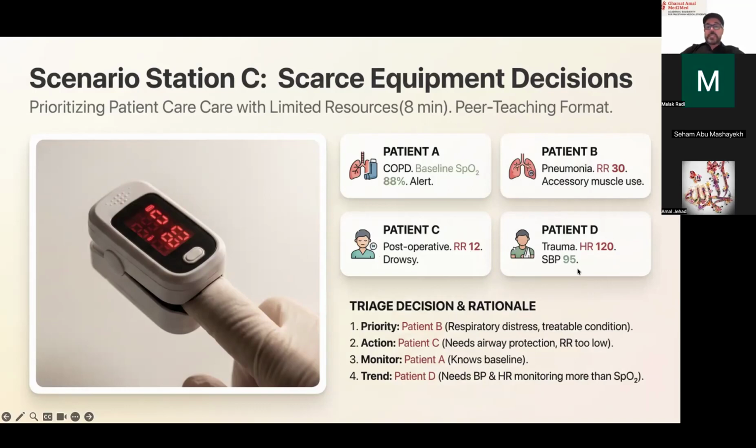up. Patient D has a heart rate of elevated of 120, but the systolic blood pressure is 95. Which one is more appropriate to start with? Your patient B is going to crash because they're using accessory muscles. That's priority. Your patient C, because they are so drowsy and the respiratory rate is low, they need to be intubated as well. Your patient A, you have an oxygen that is low, you need to ask their baseline. So you need to ask more information and you can give them oxygen to buy some time. And patient D mostly needs blood pressure and heart rate monitoring more than the oxygen.